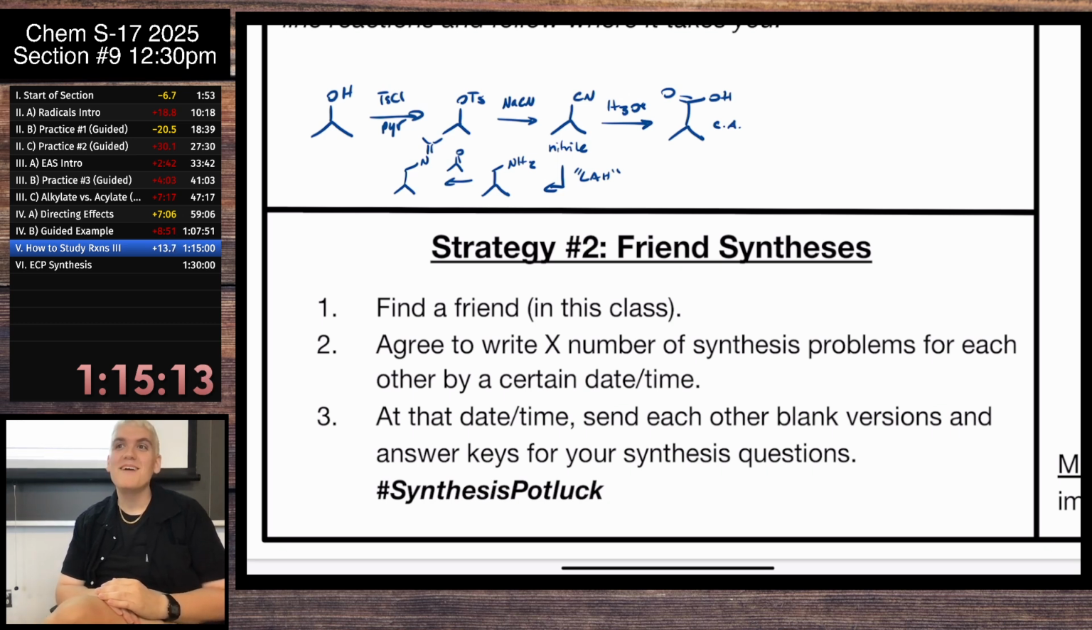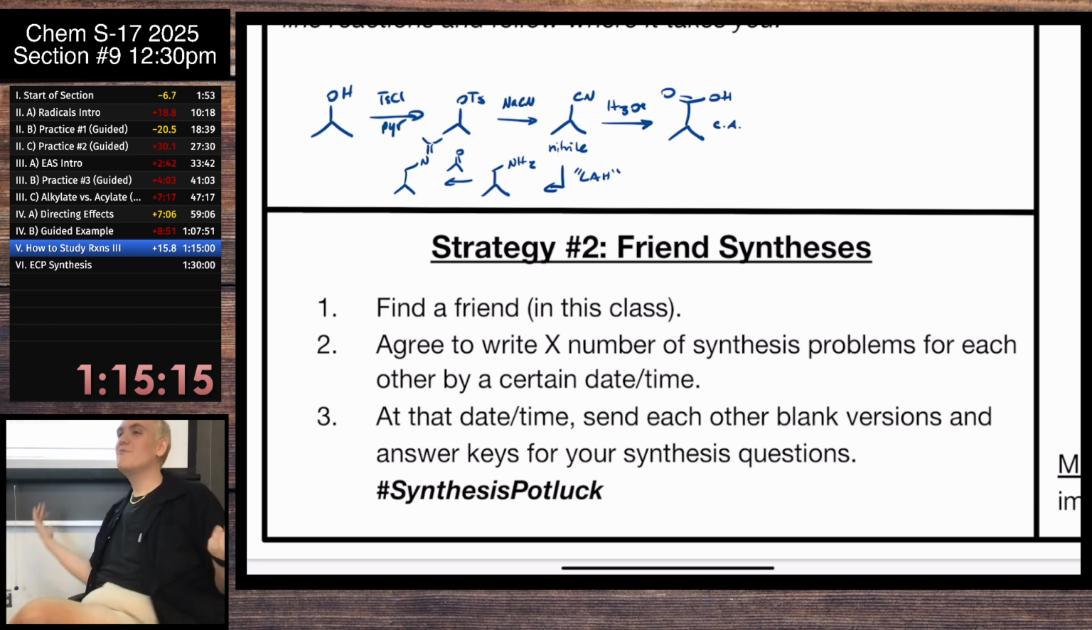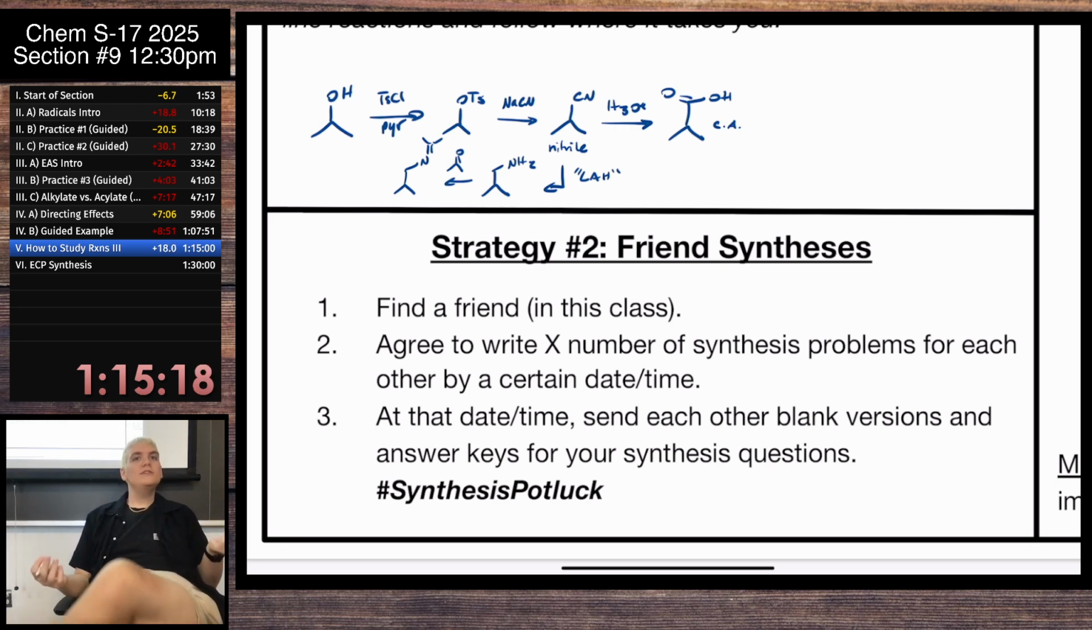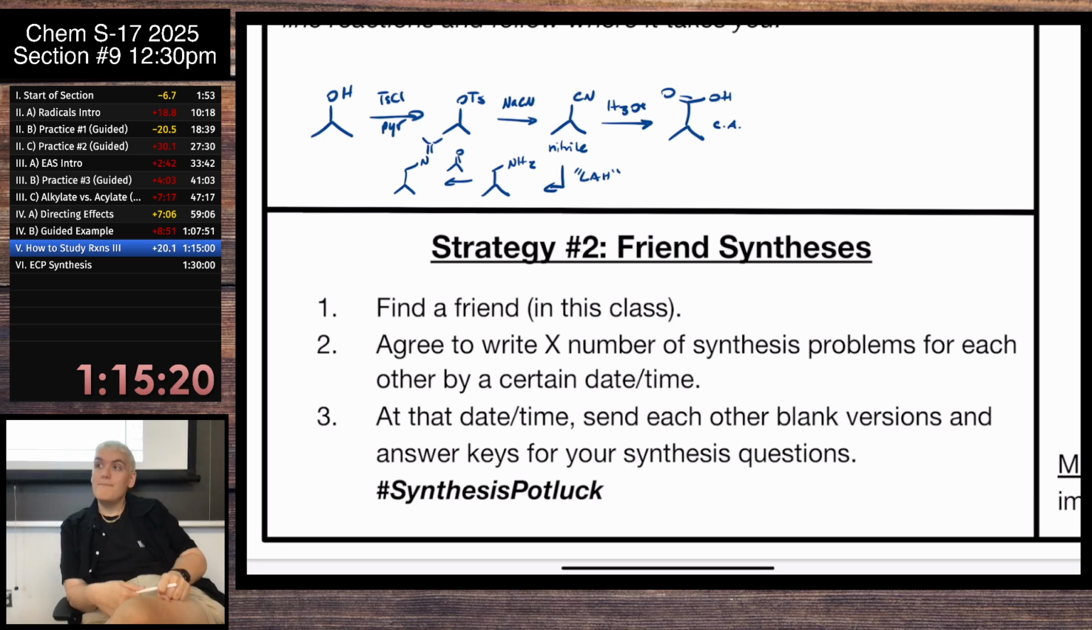Specifically friends in the class. What you should do is find a buddy, could be your lab partner, that's at least a person that you've had to interact with. And then with friends in the class, you could do a synthesis potluck.